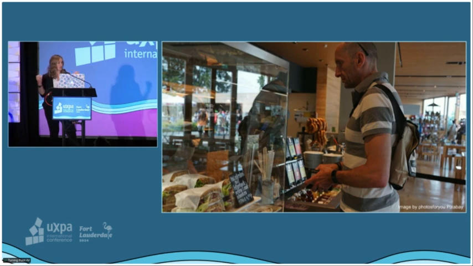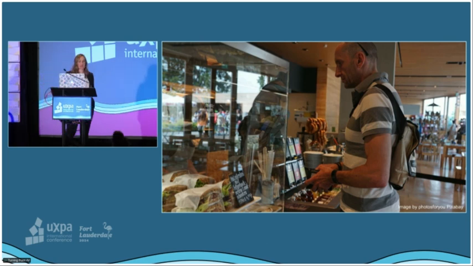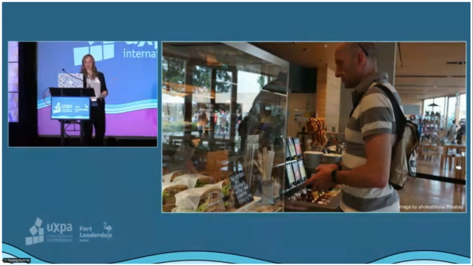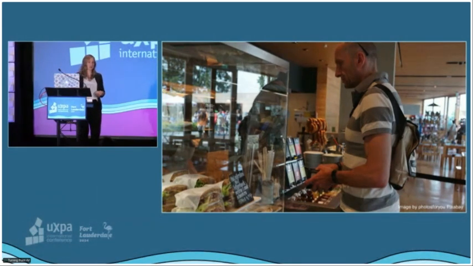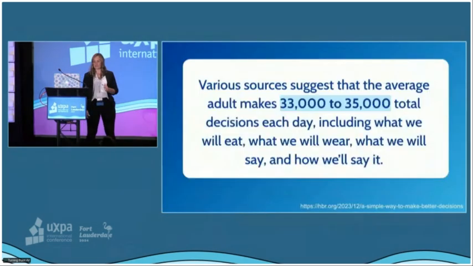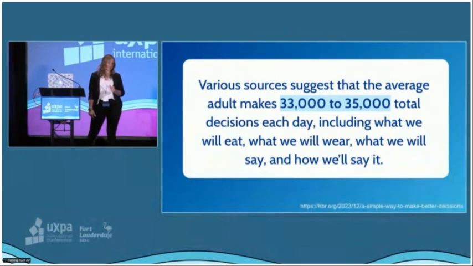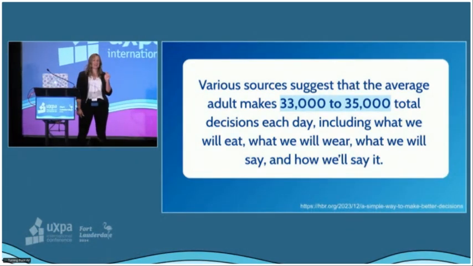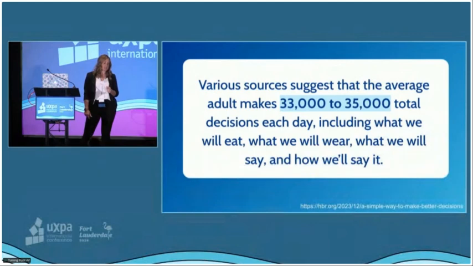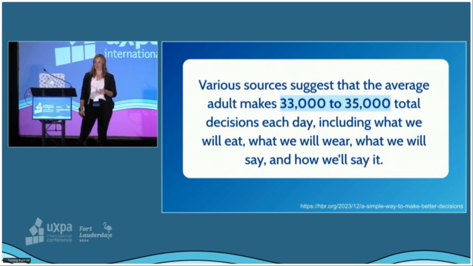Biases are a feature in our brain that allows us to make very efficiently thousands of decisions every single day. For example, estimating how long it will take for you to get to work, picking a restaurant, determining what you're going to eat at that restaurant, if you're going to order coffee, many unimportant but routine decisions that we need to make, and we are faced with thousands of them every day. Sources suggest that the average adult makes 33 to 35,000 decisions each day, including what we'll eat, what we'll wear, what we will say, and how we say it. That could be absolutely exhausting.